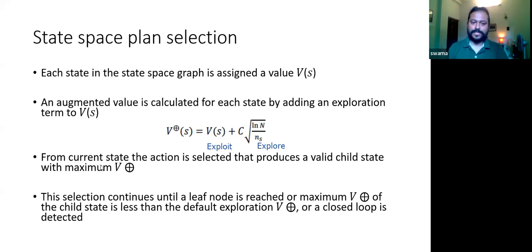And this is the logic. We are just going to select the next child state or the action for which this V plus exploration value is maximum. This continues until a leaf node is reached, or the maximum value is less than the default exploration, or a closed loop is selected. Default exploration I'll come to in the next slides.